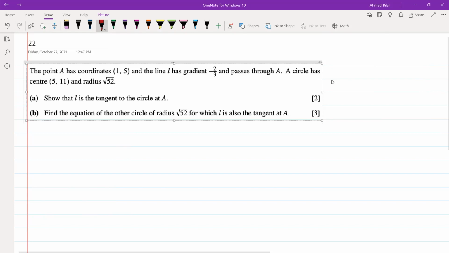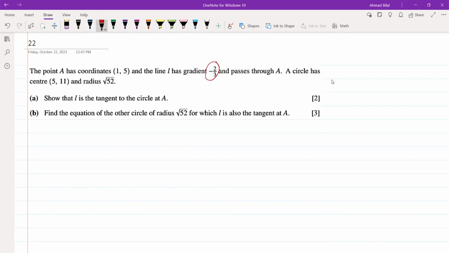Discuss this. The point A has coordinates 1 and 5, and the line L has gradient -2/3, and it passes through A. Okay, so there's a line L. It has this gradient, and it passes through that point A. A circle has center 5, 11, and it has radius square root of 52. Show that L is the tangent to the circle at A. How do you show that the line is the tangent to the circle?